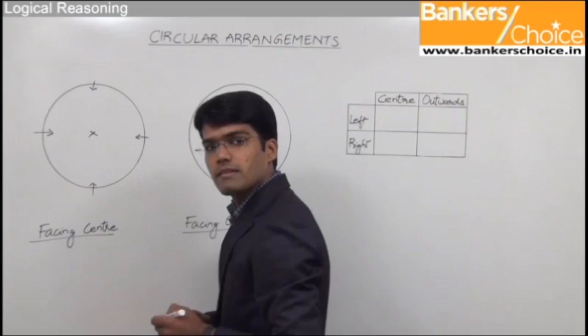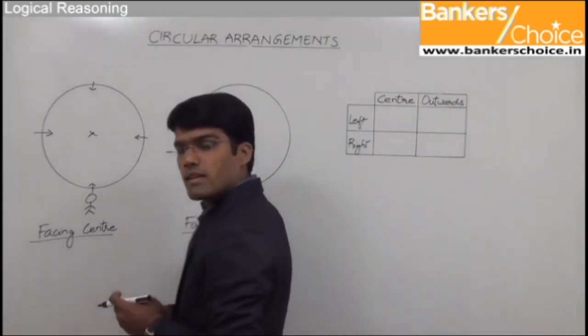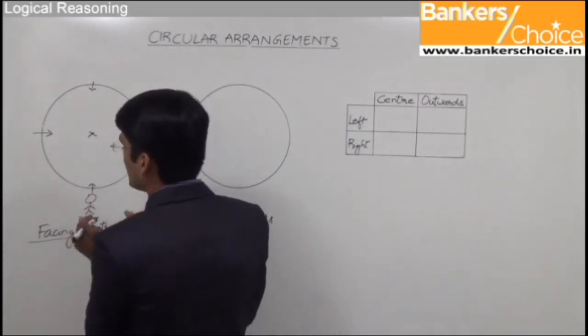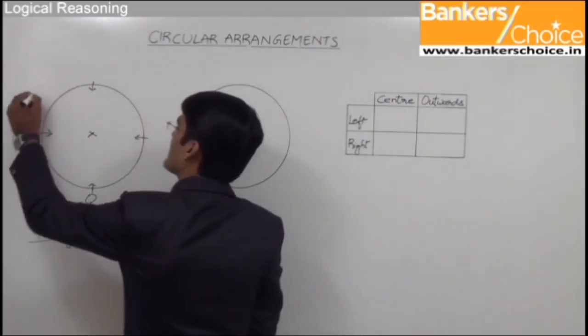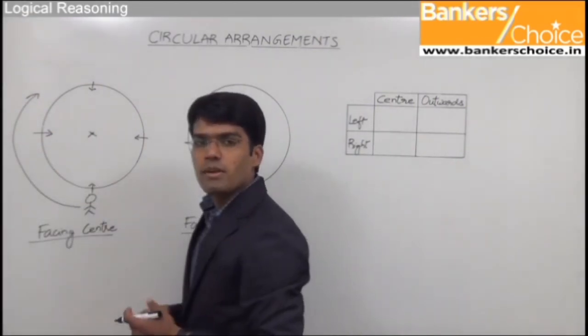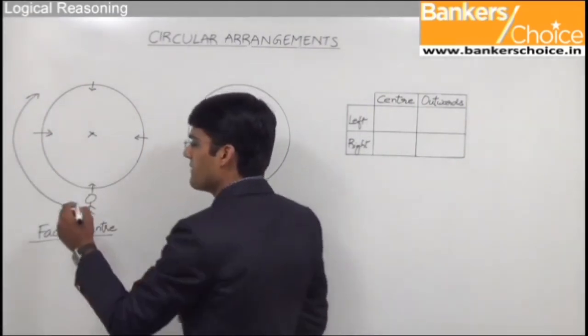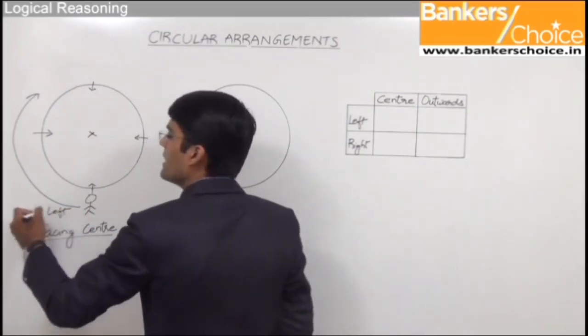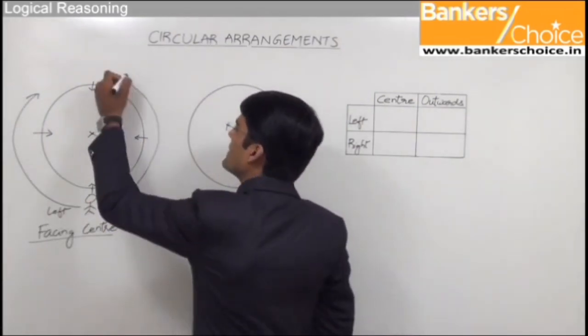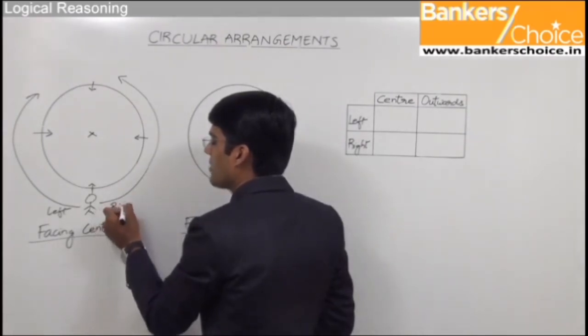Let us now assume that a person is sitting in this position facing the center. Now as we can see from this position, the left of this person who is facing center should be in this direction. That is nothing but the clockwise direction as per the movement of hands of a clock. So the left of the person should always be in the clockwise direction, and the right of the person should be in this direction, that is anti-clockwise direction.